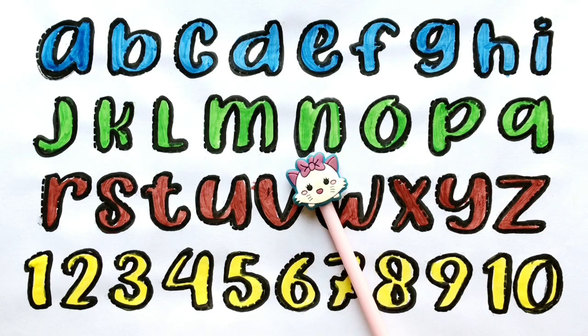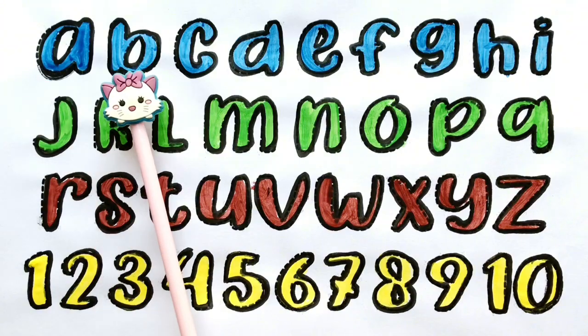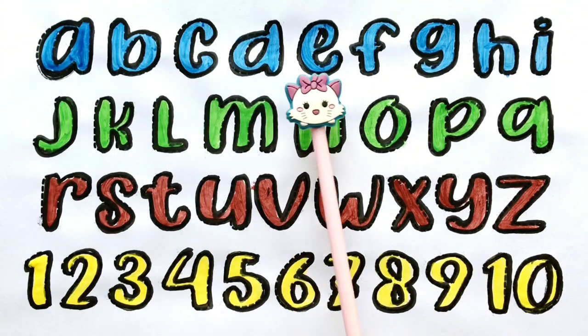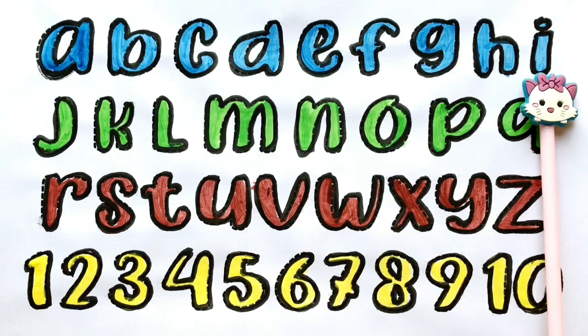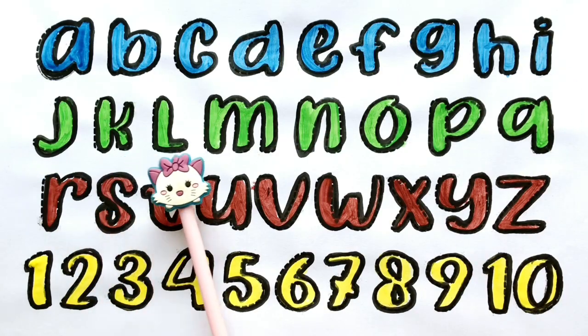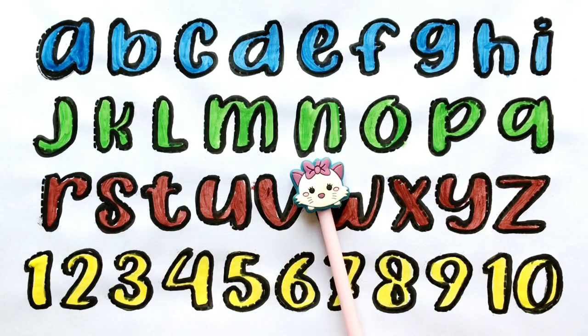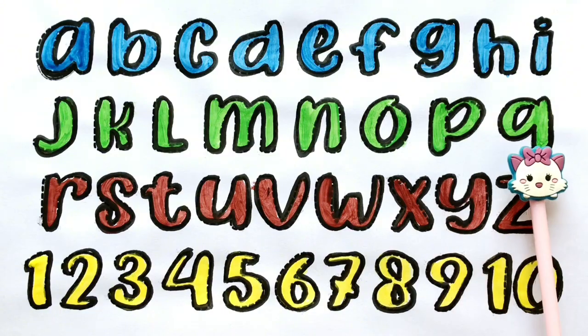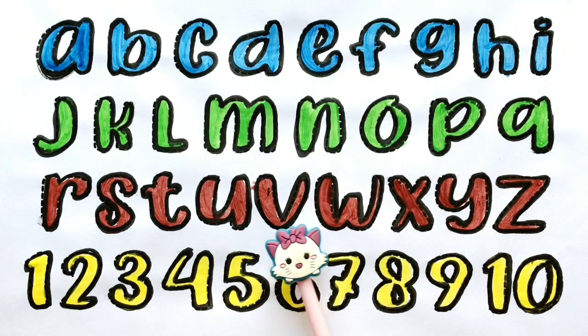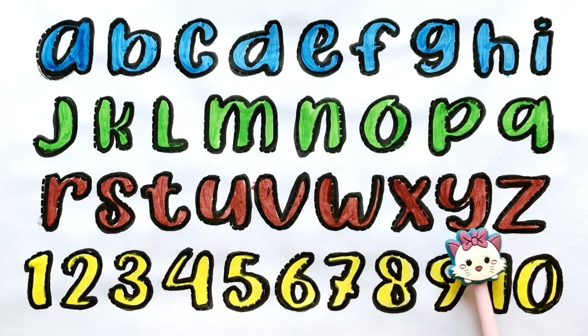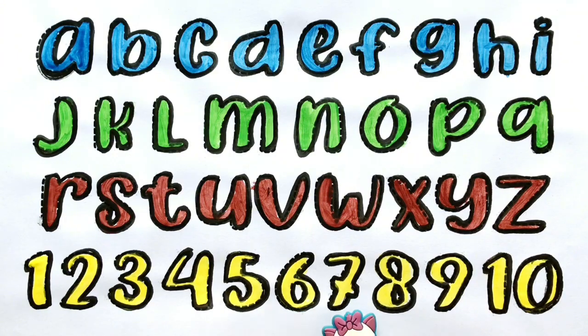Let's repeat. Learn lowercase letters A, B, C, D, E, F, G, H, I, J, K, L, M, N, O, P, Q, R, S, T, U, V, W, X, Y, and Z. Numbers 1, 2, 3, 4, 5, 6, 7, 8, 9, and 10.